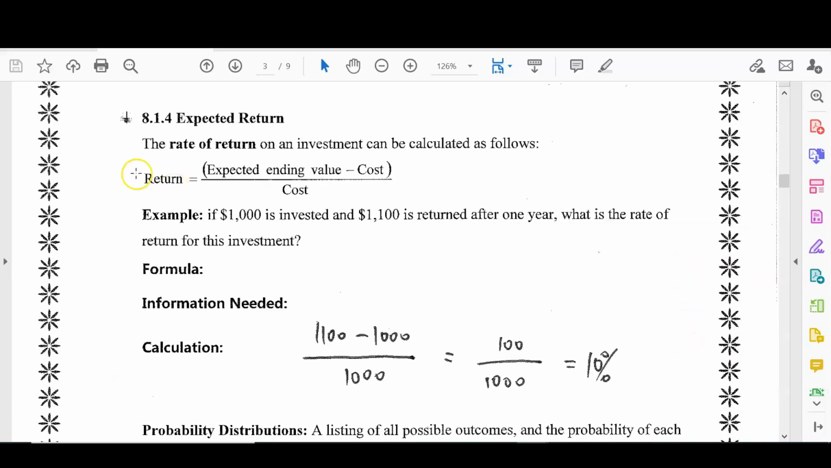Expected return. If we want to calculate rate of return on an investment, it's going to be the expected ending value minus cost divided by cost. For example, if 1,000 is invested today and we have 1,100 returned after a year, what is the rate of return? We could just use the ending value 1,100 minus the beginning value 1,000 divided by the cost, or the beginning value 1,000. So here we have 10% as the rate of return for this project.